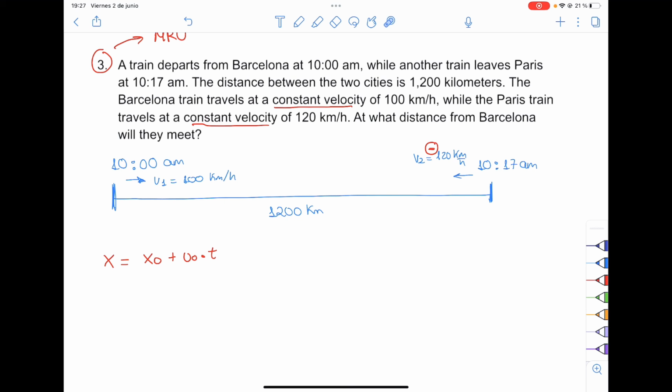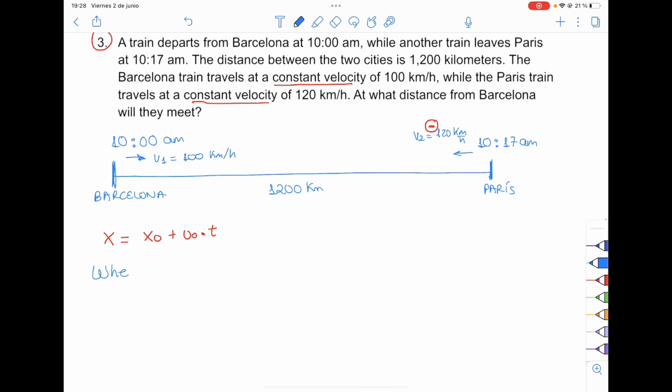But the problem in this exercise is that the trains don't leave at the same time, because this one leaves 70 minutes later. So we need to analyze first where's the train from Barcelona 70 minutes later, okay? This is Barcelona and this is Paris. Okay, so first, where is the train from Barcelona 70 minutes later?